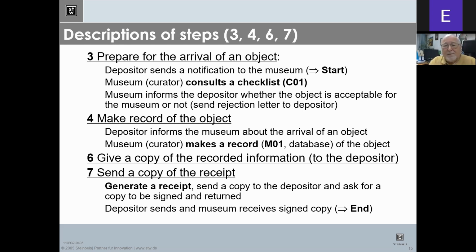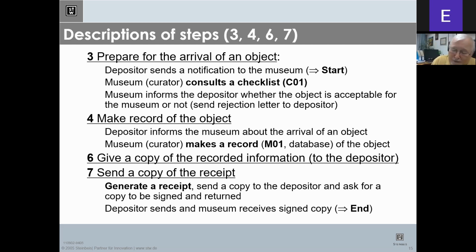If you're describing these different steps, we have here 4 steps. The first is prepare for the arrival of an object. So the depositor sends a notification to the museum. This is for our computerized process, which is at the end the outcome of the business process modeling. That is the starting point of our business process. Then the notification is sent to the museum, not the object directly, but only a small verbal description of the object, and the curator consults a checklist.